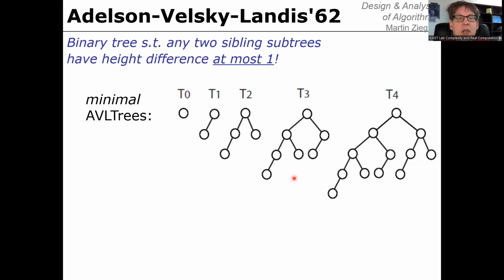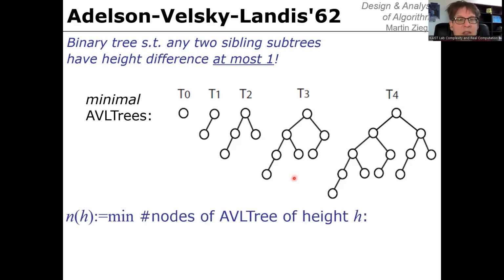So that's why we're going to analyze these, the tallest AVL trees, and therefore any other AVL tree will be at most that tall, will be at most that deep, and thus will have a bound on the depth or the height of any other AVL tree. So let's analyze the minimal number of nodes of an AVL tree of height h, that is the size of these minimal AVL trees depending on the height parameter.